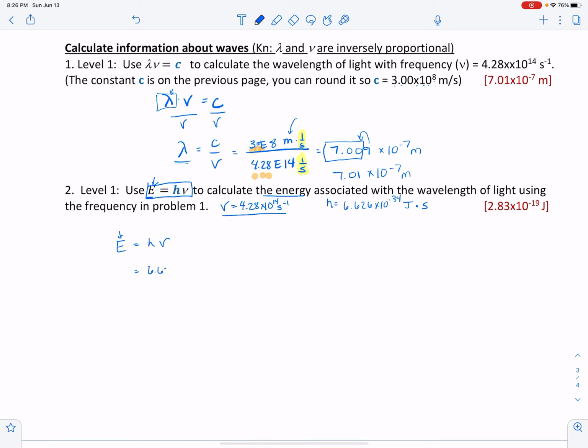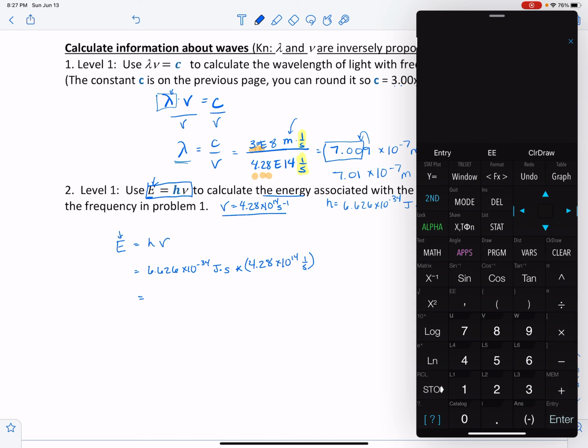So 6.626 times 10 to the minus 34th joules times seconds times, and then we have our nu, which is 4.28. I'm probably going to write it like that. Times 10 to the 14th, and that would be like saying 1 over a second. We'll put that in our calculator, 6.626 e to the negative 34th times 4.28 e to the 14th.